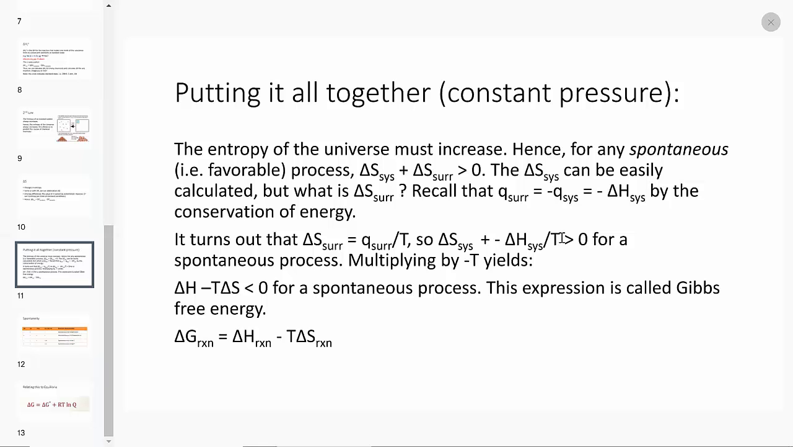And then we usually multiply this expression all by negative T, and we get this. Delta H minus T times delta S must be less than 0 for a spontaneous process. And we call this Gibbs free energy. So write this down. Gibbs free energy.